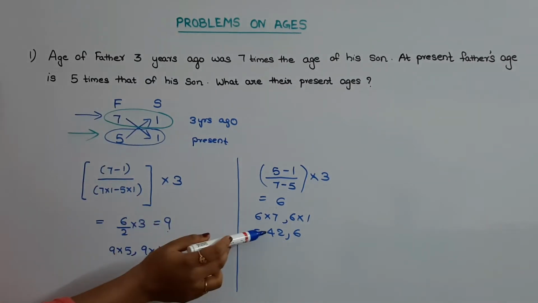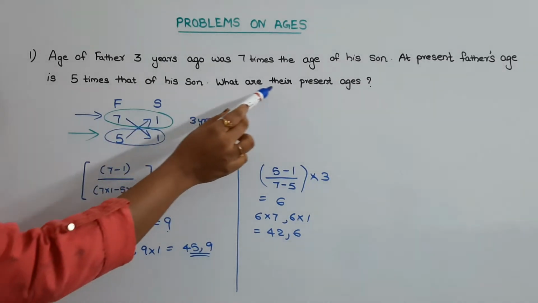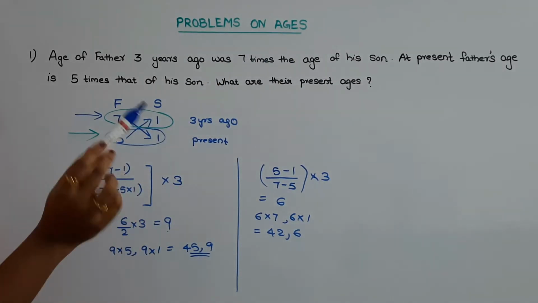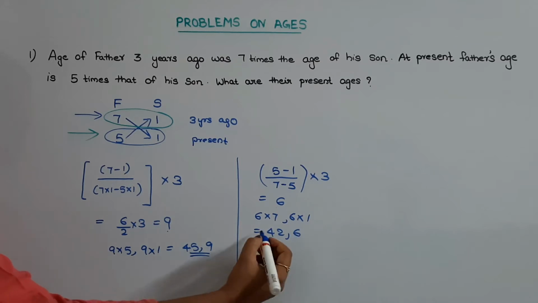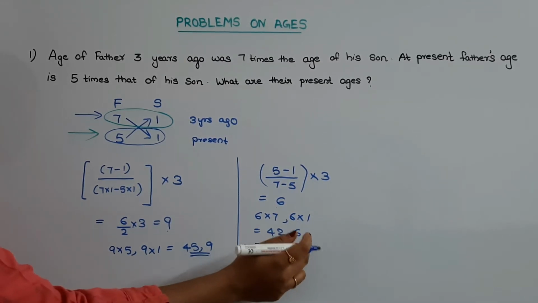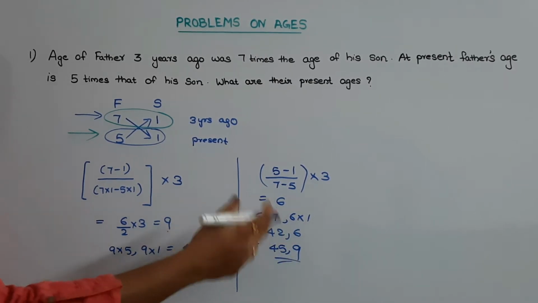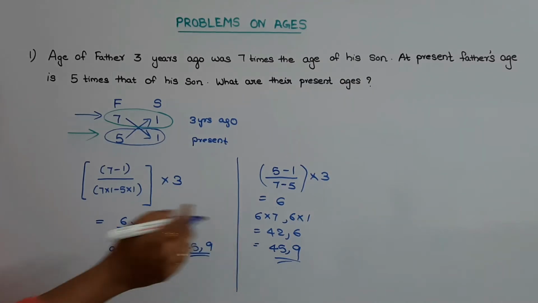Okay. The ages of father and son are 42 and 6, 3 years ago, but we need to find out their present ages. If 3 years ago it was 42 and 6, then what will be their present age? Present age will be 42 plus 3 and 6 plus 3, that is 45 and 9. So in this method also you can find out the answer.